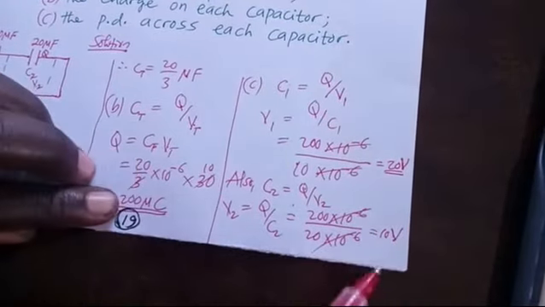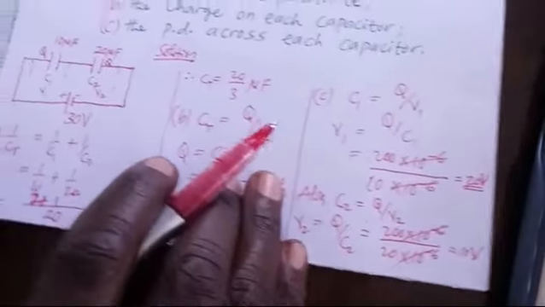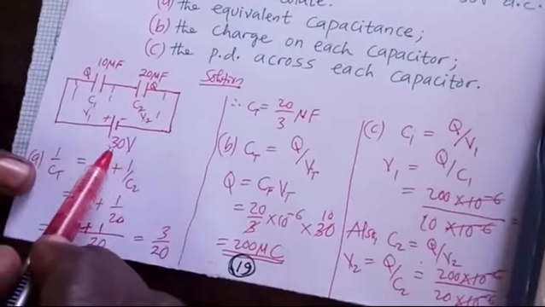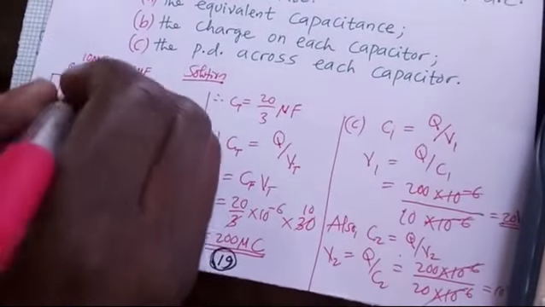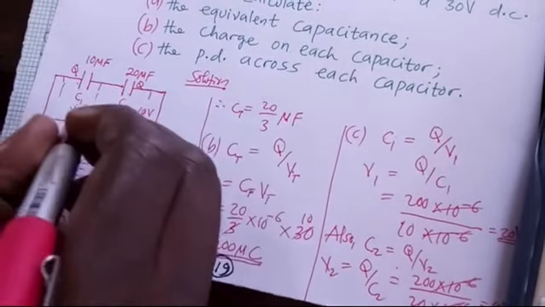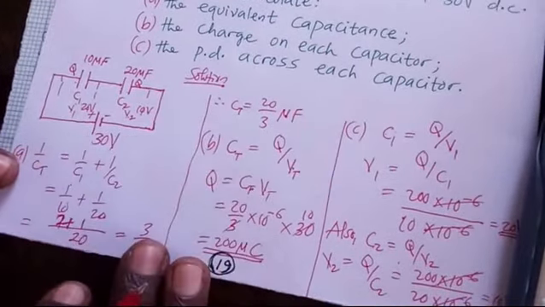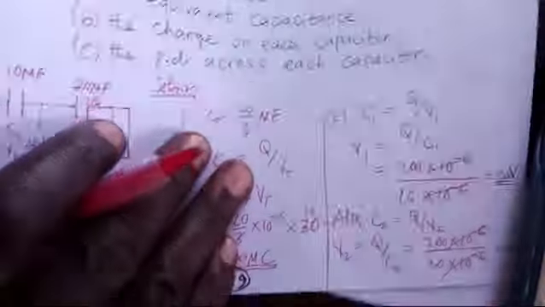Can you see? If you add 10 volt to 20 volt, it gives you the total PD of 30. This means this one has 20 volt across it, and this one has 10 volt, so 20 plus 10 gives you the total 30. I hope you understand this.